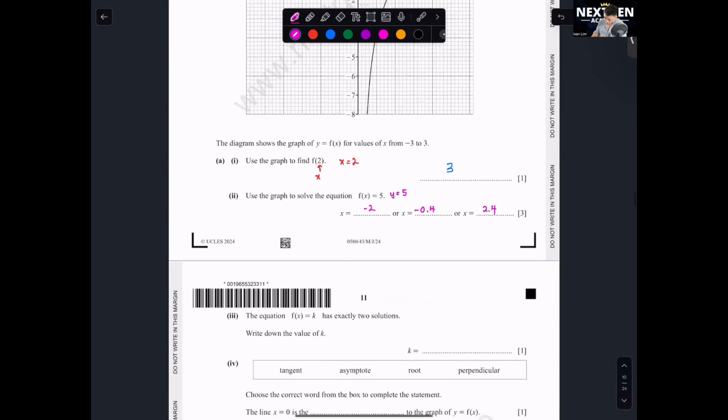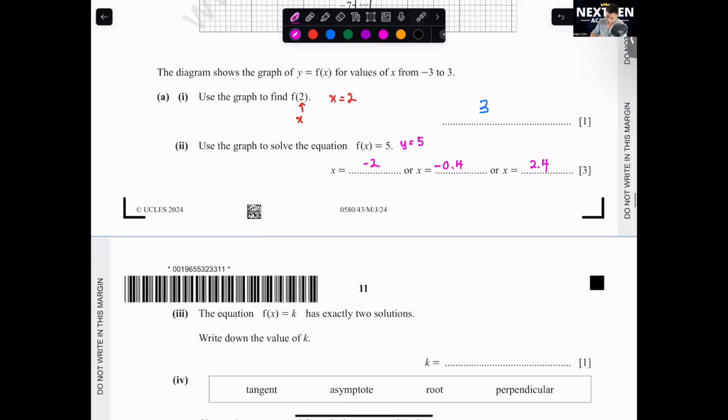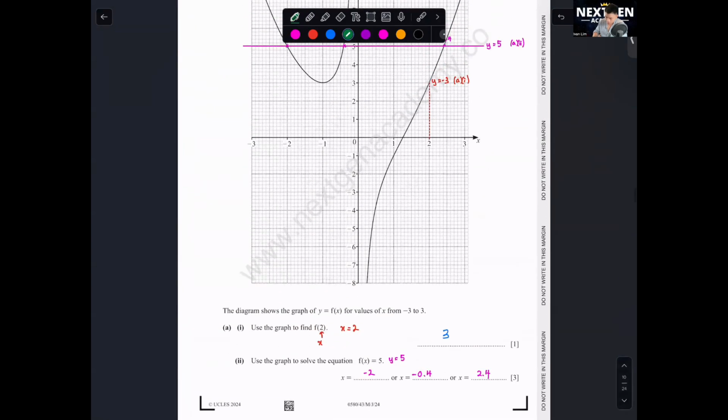Okay, the next one. The equation f(x) equals k has exactly 2 solutions. Write down the value of k. Okay, what they are asking over here. f(x) equals k. Okay, when my y equals a constant, that means a value, how does my graph look like? A horizontal line. Yes, okay. This is a horizontal line because when y equals a value, you get a horizontal line. So they are asking where exactly in the graph, when I draw a horizontal line, I will get 2 solutions.